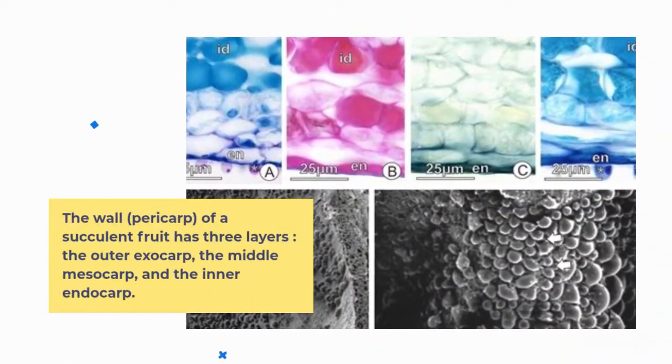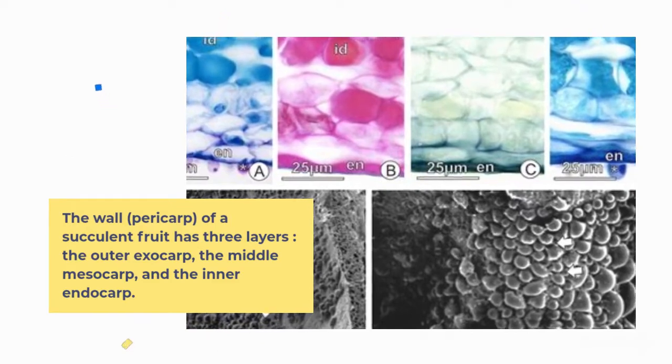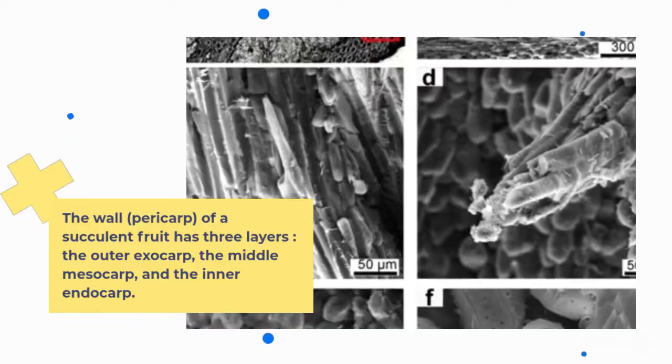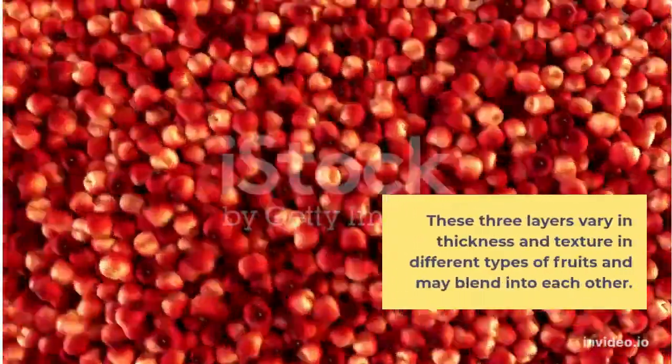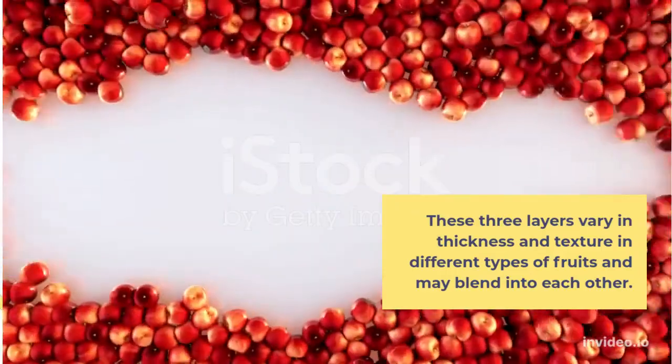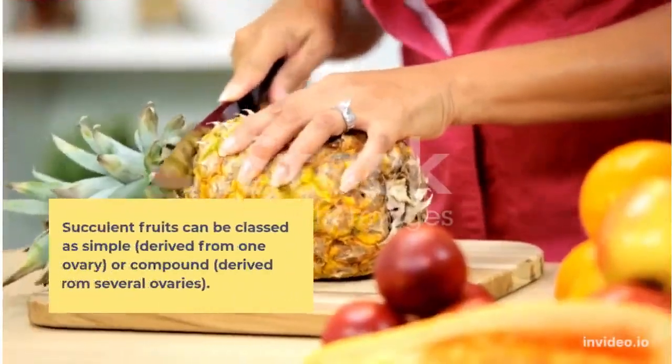The wall, or pericarp, of a succulent fruit has three layers: the outer exocarp, the middle mesocarp, and the inner endocarp. These three layers vary in thickness and texture in different types of fruits and may blend into each other.